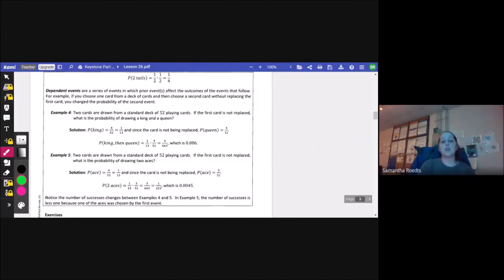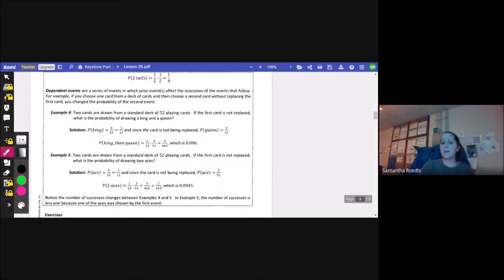Example 4, 2 cards are drawn from a standard deck of 52 playing cards. If the first card is not replaced, what is the probability of drawing a king and then a queen? The probability of drawing a king is 4 out of 52, there are 4 different suits so 4 kings, or 1/13. And since the card is not being replaced, the probability of drawing a queen is 4 out of 51. So the probability of a king and then a queen is 1/13 times 4/51 equals 4 out of 663, which is 0.006.